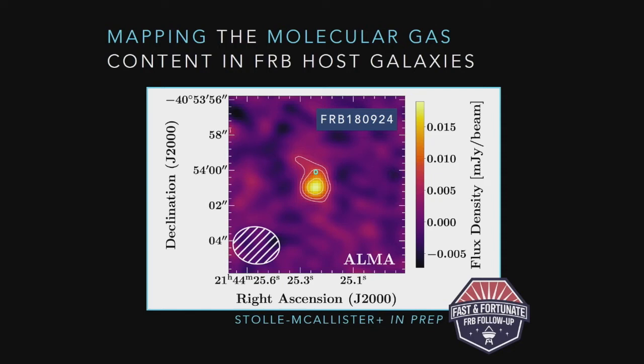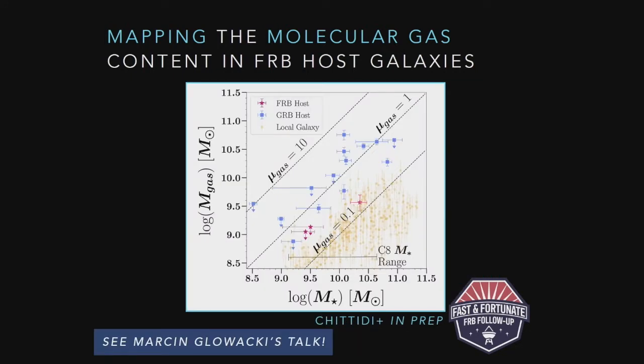There have only been a handful of ALMA observations of FRBs to date, and here you can see one such detection. With these observations, we can directly constrain things like the total molecular gas mass in these galaxies and see how they compare to the general population. And that's shown here.